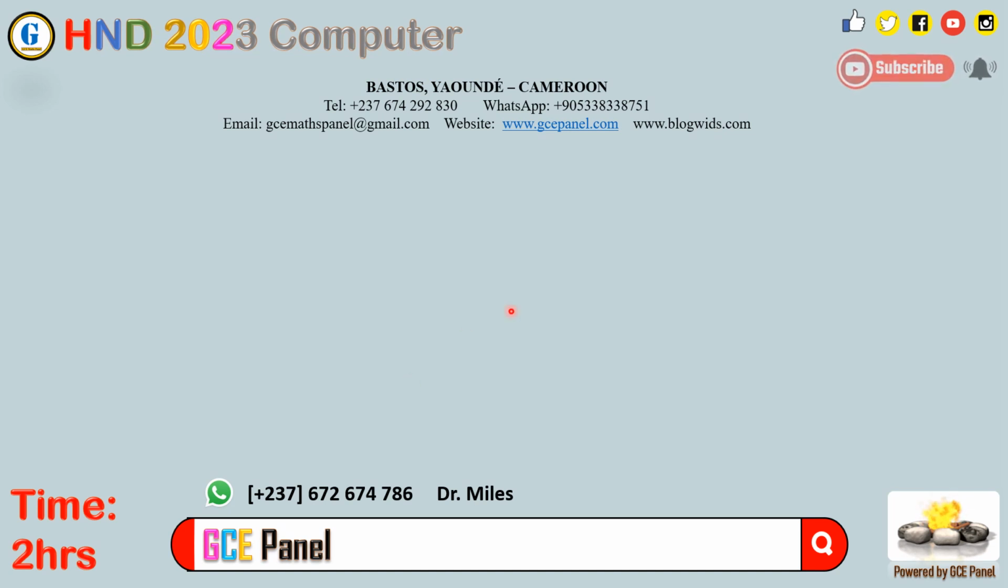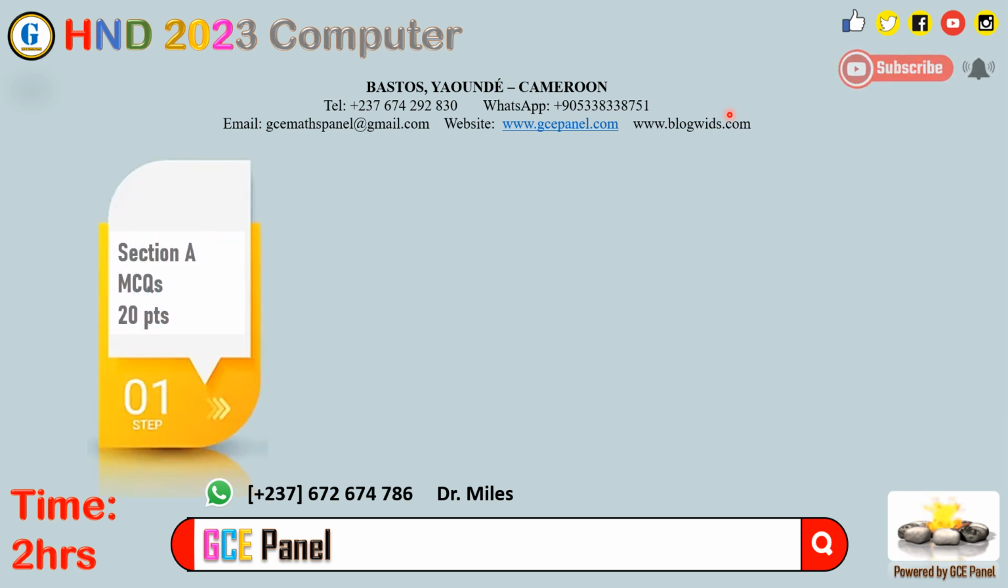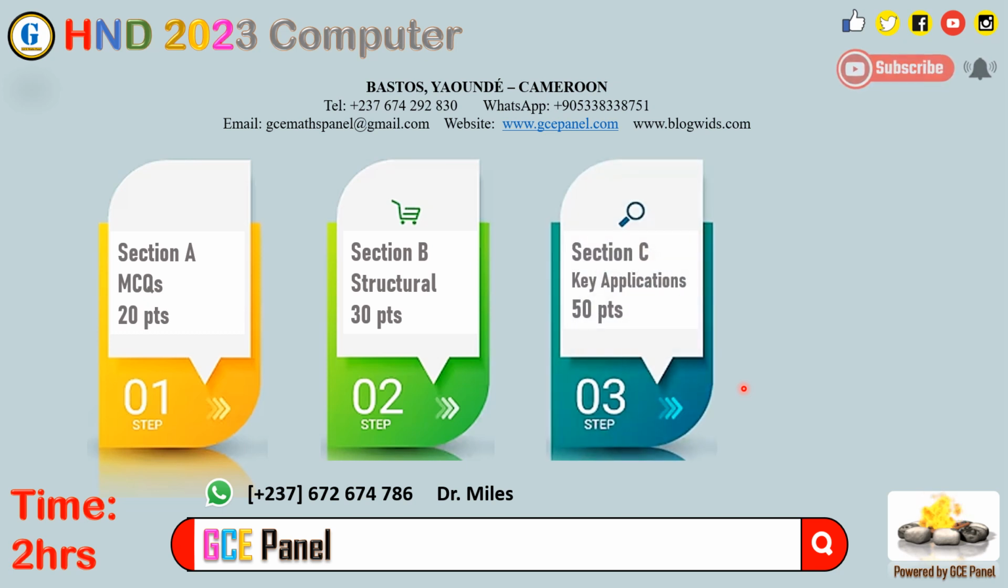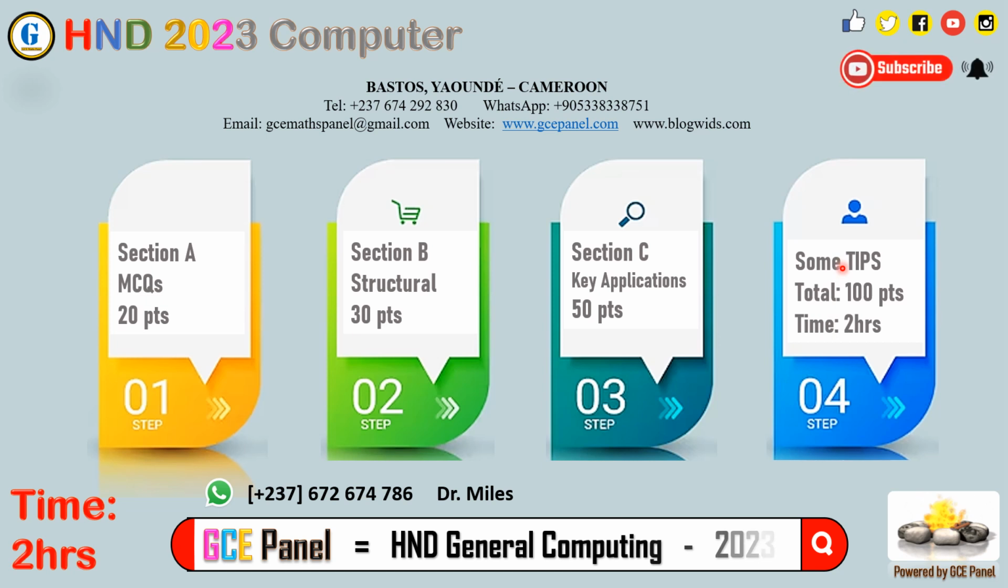This paper is made up of three main parts. Section A is 20 multiple choice questions, and section B comprises 11 or 12 structural questions, carrying 30 points. Section A carries just 20 points, section B 30 points, and section C carries most of the points, half of the points, 50 points. In section C, we are looking at the key applications, and there is no section D, but here we give you some tips. The total number of points is 100, and the total time is 2 hours.